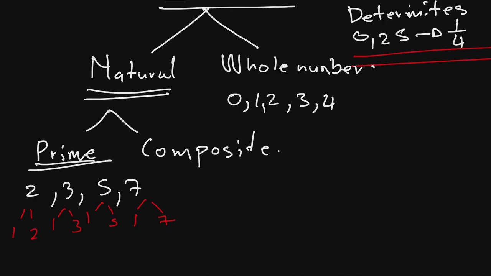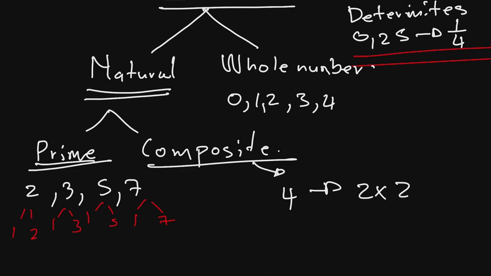But a composite number is a number that can be divisible by other numbers. For example, if you look at 4, 4 can be divided by 2 and it can also be divided by 4. As soon as you can represent a number with more than just 1 and itself, that number is a composite number. For example, this 4 can be represented as 2 multiplied by 2.